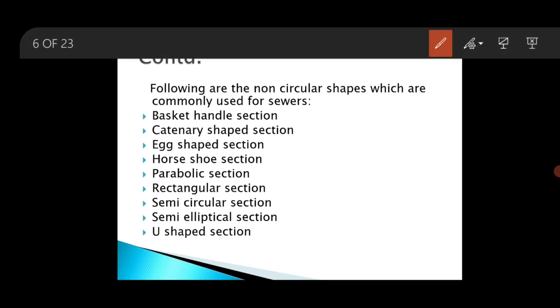So now we will discuss different types of non-circular shape sewers, such as the commonly used basket handle section, catenary section, egg shaped section, horseshoe section, parabolic section, rectangular section, semicircular section, semi-elliptical section and U-shaped section. Now we will discuss in brief about these shapes.